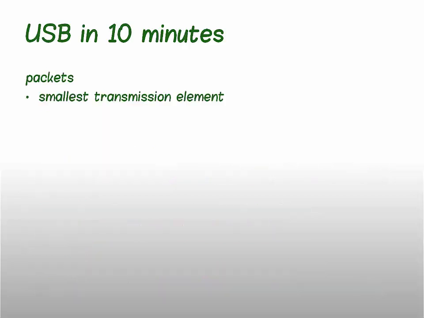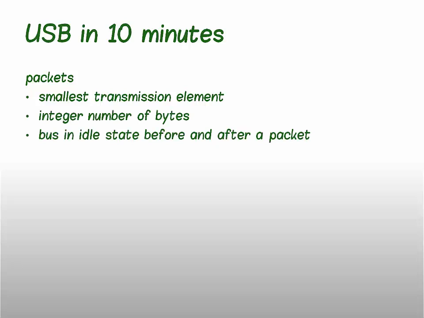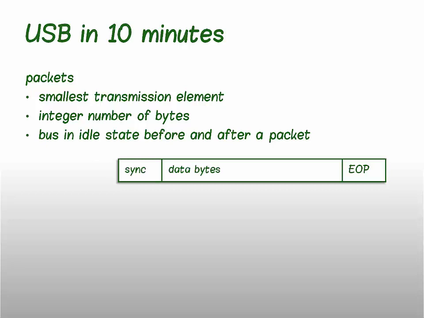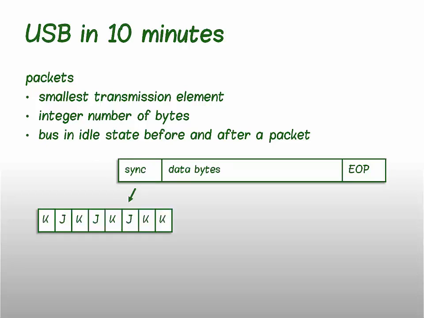Packets are the smallest transmission elements. They are composed of an integer number of bytes. Before and after a packet, the bus is held in the idle state. Every packet has the following structure. It starts with a sync pattern, which is made of alternating J and K states, except for the last two K states. Translated to bit values, sync is made of 7 0 bits, followed by a single 1 bit. Since data are transferred least significant bit first, the sync pattern is actually 80 hex.